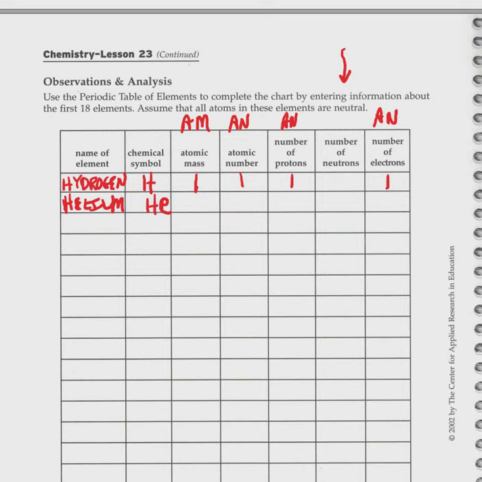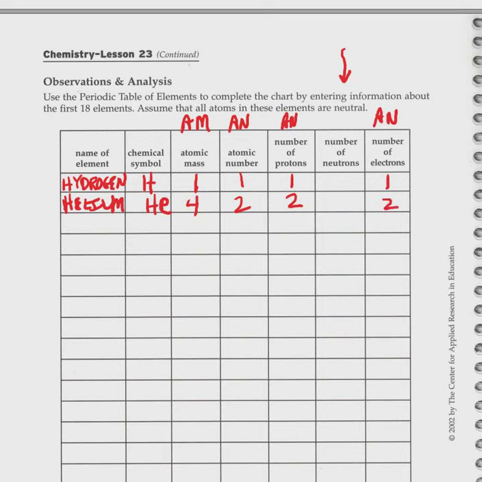So your atomic mass for helium is going to be 4. Your atomic number for helium is going to be 2. The number of protons is the atomic number, so that's 2. The number of electrons is the atomic number, so that's 2.